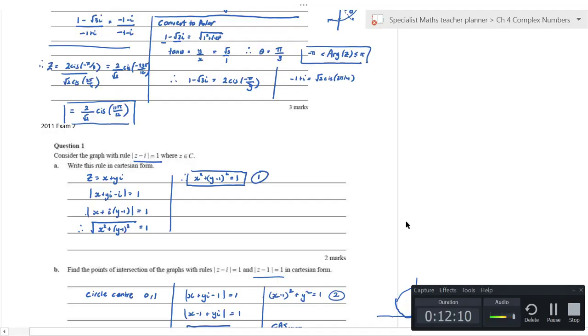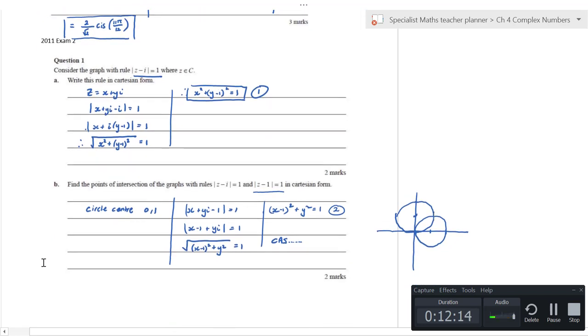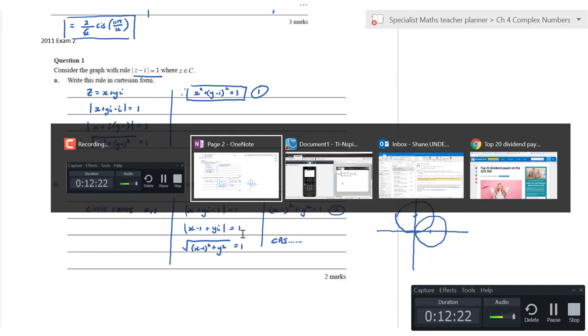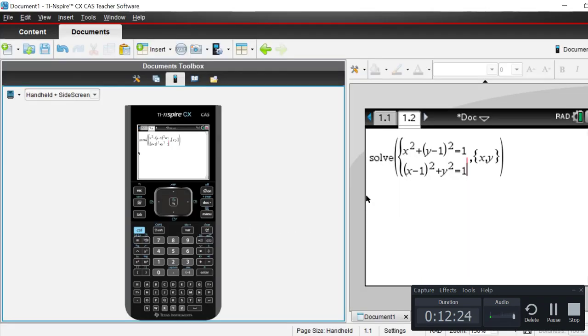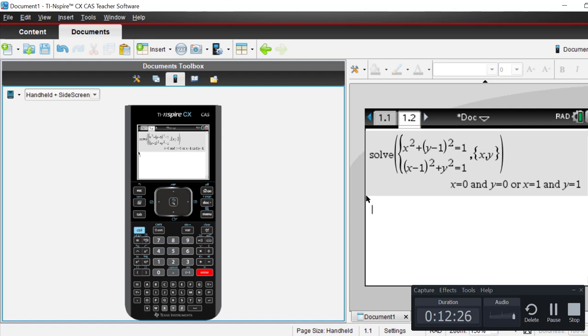Now, that's the thing, sometimes you could probably have a bit of a guess as to where they're going to meet, but I can tell you now that they're going to meet at the origin. It's going to have 2 solutions, but let's see what the calculator says. That's where you are wasting your time if you're trying to do too much. Look at that, x equals 0 and y equals 0, and x equals 1 and y equals 1.